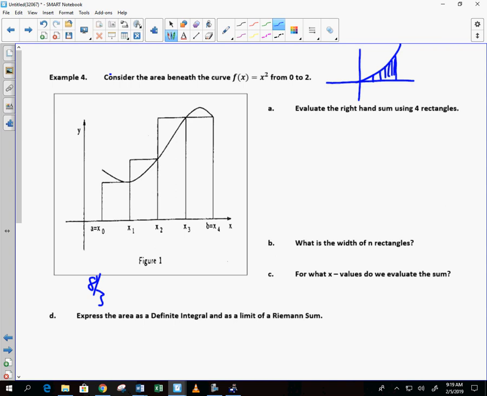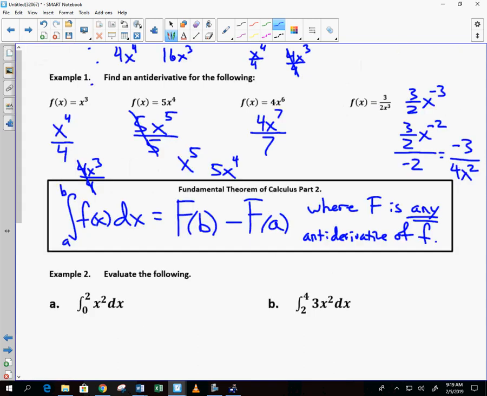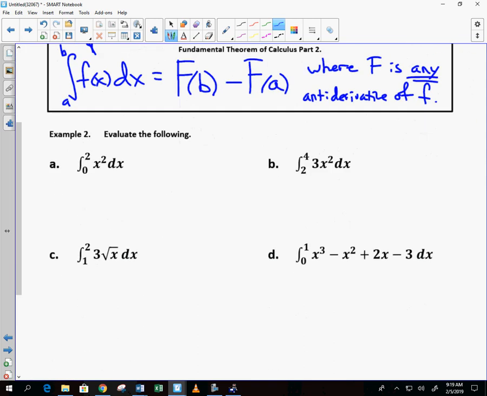All right, we're going to do the same problem, but we're going to do it using this shortcut, the Fundamental Theorem of Calculus Part 2. Let's try it. Evaluate the following: the integral from 0 to 2 of x squared dx. It's the same thing that we did a few days ago. But now we find an antiderivative. What's the antiderivative of x squared? Increase the exponent by 1 and then divide by that new exponent.